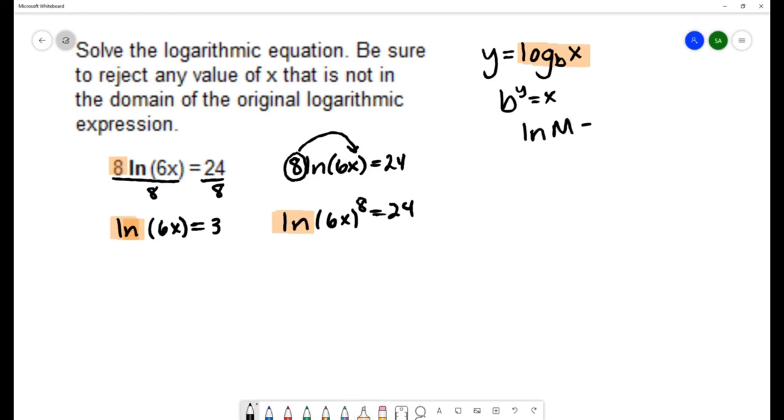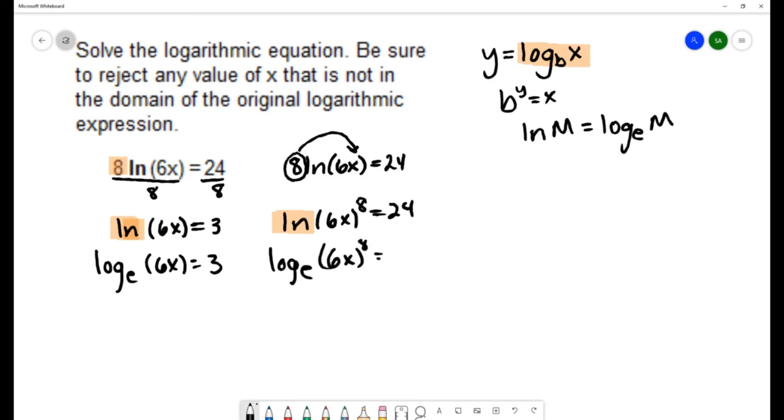Natural log of m is the same thing as log base e of m. So ln stands for natural log, and e is the natural base. So we have to keep in mind that this is log base e of 6x equals 3, and log base e of (6x) to the 8th equals 24. Then we can convert these to exponentials, and that would give e to the 3rd equals 6x, and e to the 24 equals (6x) to the 8th.